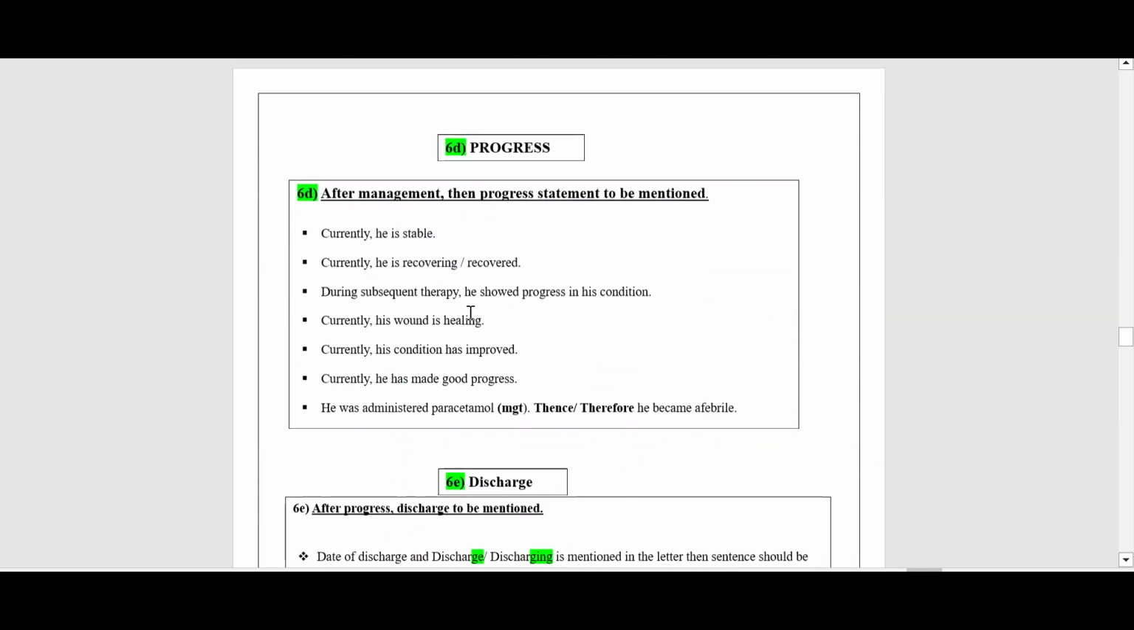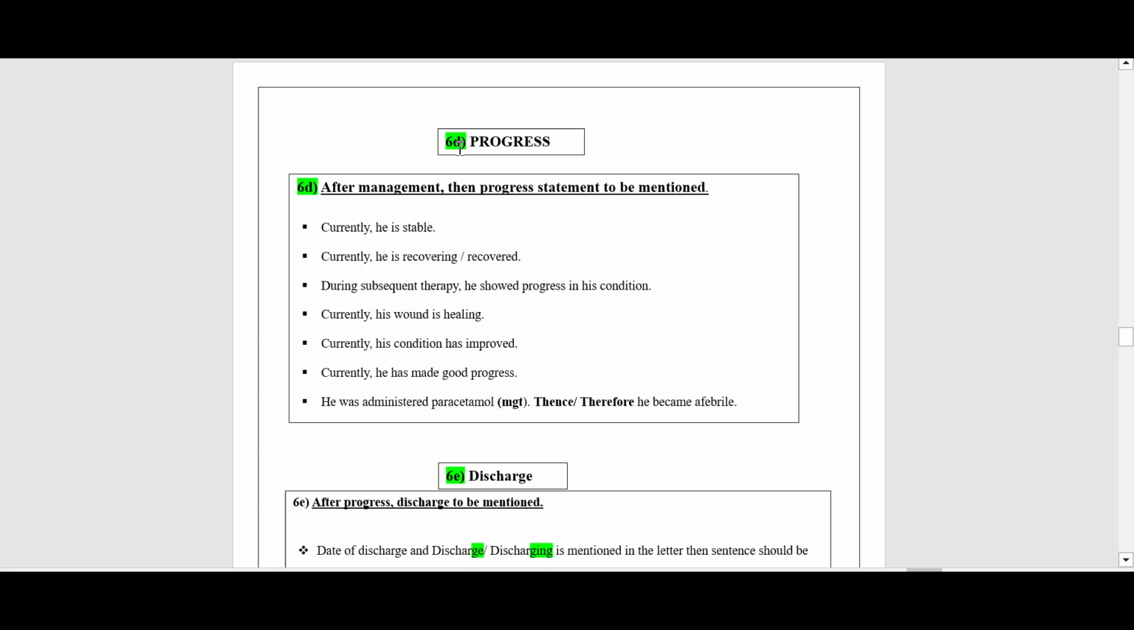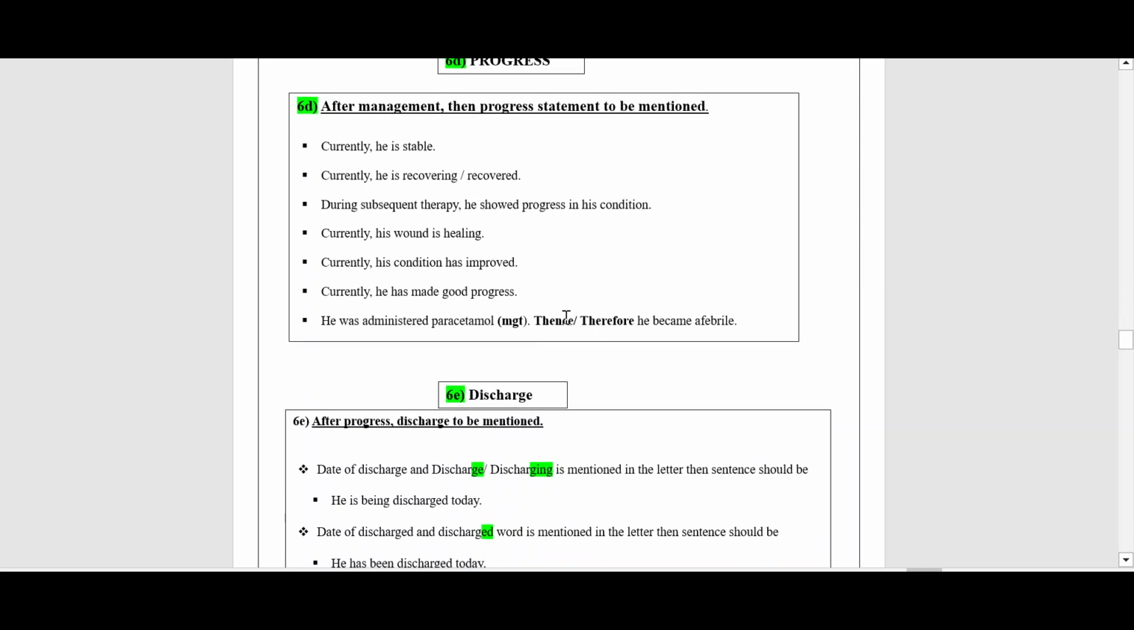So this way. And now progress is a subdivision, 6D progress. How he was after the management. After that, a progress statement is to be mentioned. Currently he is stable, all these things. Thence and therefore should be used. Thence, it's a synonym, okay? These two are synonyms, but thence you can use in the beginning of the sentence. Therefore you can use in the middle as well as the beginning of the sentence, okay? He was administered paracetamol, that is management. Therefore he became afebrile, okay?